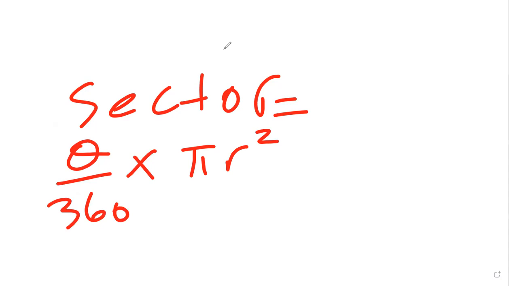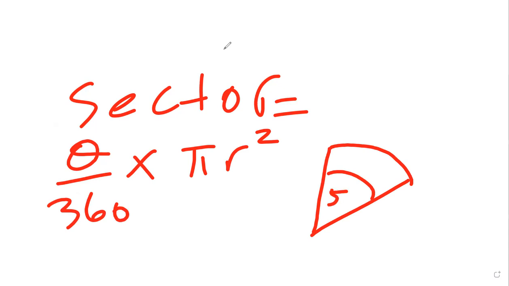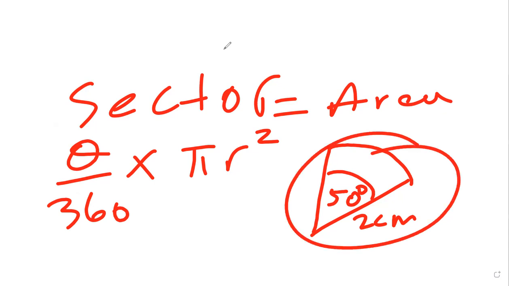So let's say I have a sector like this, two radii and that curvy looking arc. Let's say my central angle right here is 50 degrees. Let's say my radius is 2 centimeters. And I ask, what is the area of this sector? All I need to do is take my values, plug them into their respective places in the formula, and that's it. So let's go.